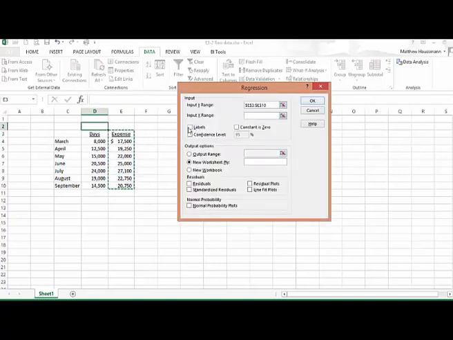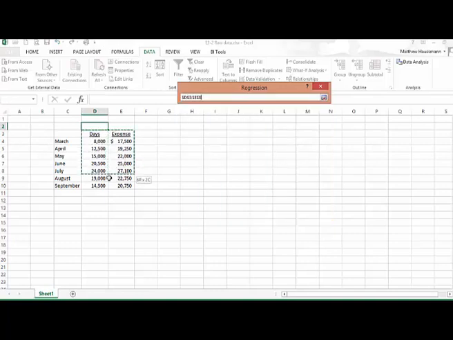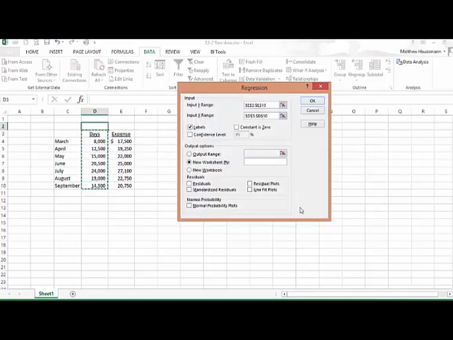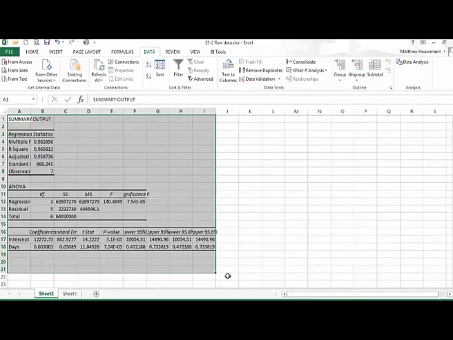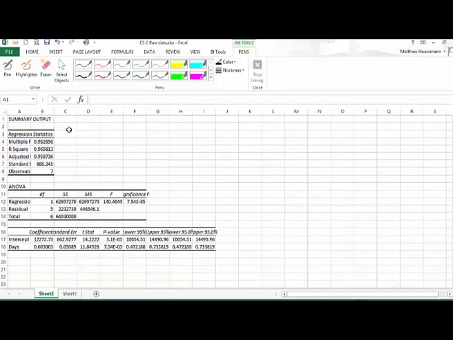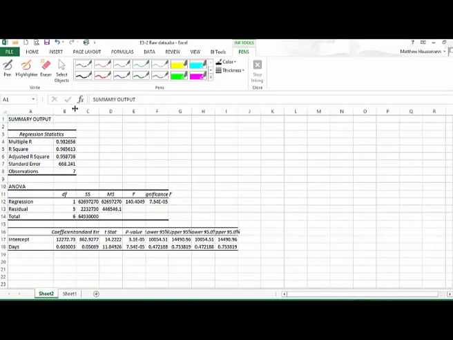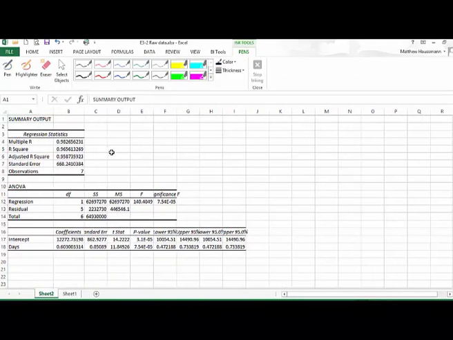and we also have to make sure we've got this labels box ticked here. The X range is the other variable. And now we can click OK. And this is what we get. Right, so it spits this out. Let's make this a little bit bigger here. Okay, so what exactly is this telling us?